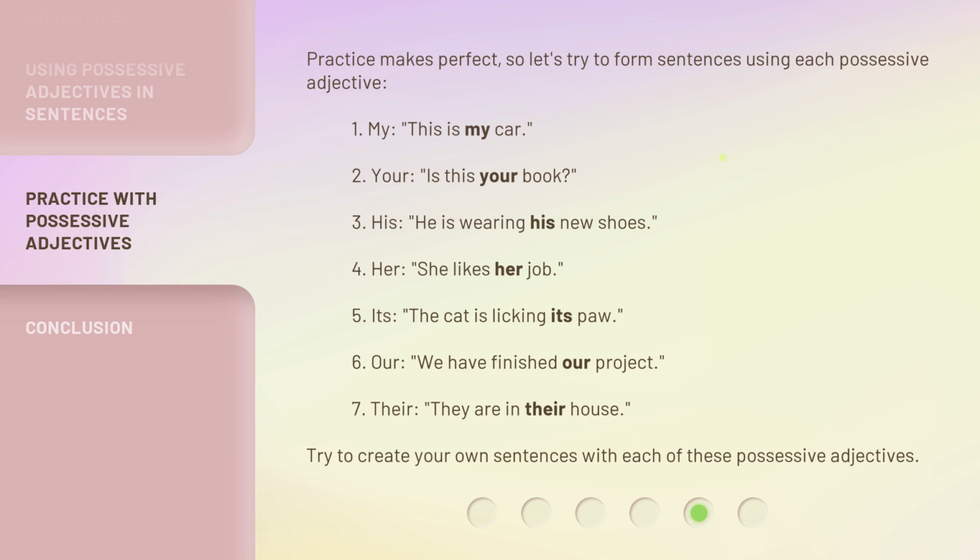5. Its. The cat is licking its paw. 6. Our. We have finished our project. 7. Their. They are in their house. Try to create your own sentences with each of these possessive adjectives.